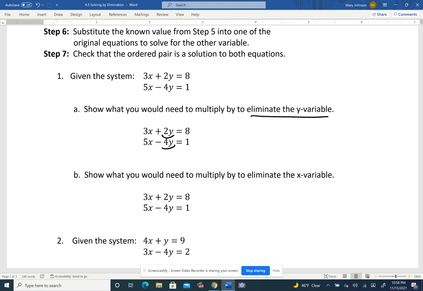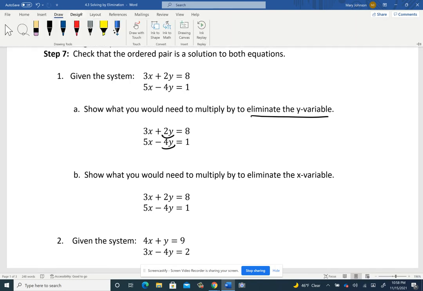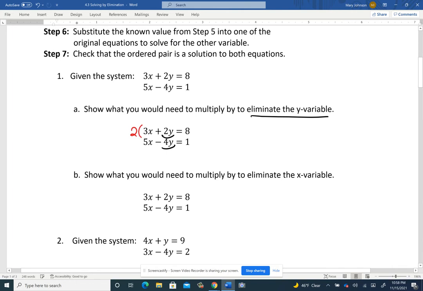So what I would do is I would multiply just the top equation by 2. And when I distribute that 2 all the way through, I'd get 6x plus 4y equals 16. Now, multiplying through by 2 doesn't really change the equation. So if the two equations look like that to start with, when I multiply the one equation by 2, it still stays right where it was.